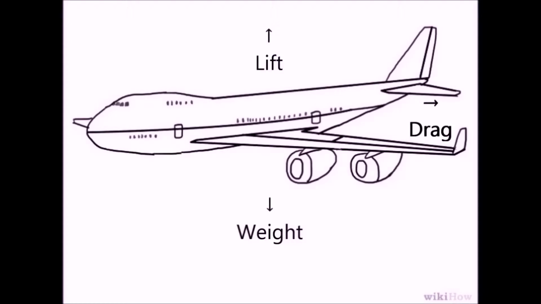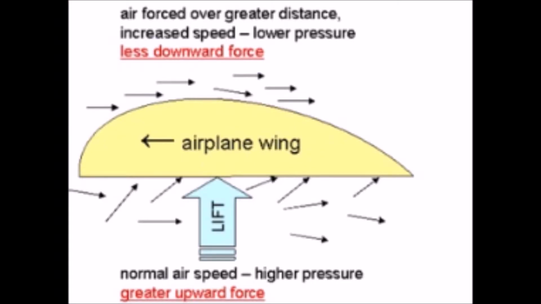Drag goes opposite the way the plane is flying and slows the plane down. Thrust is what makes the plane move forward and must always be greater than the force of drag to make the plane actually go somewhere. Let's talk about lift first, since it's the most interesting of the four forces.